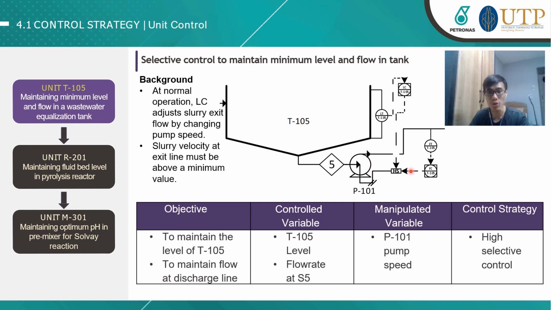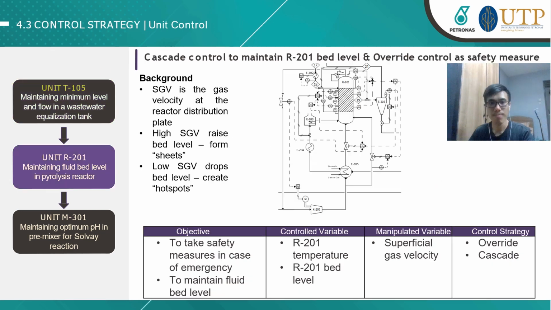This is done by using a high selector and a reverse acting flow controller with a high gain. The set point and the gain of the flow controller are chosen so that the controller output is at the maximum value when the measured flow is near the constraint. Besides that, the cascade and override control schemes may be demonstrated in the reactor R201 to maintain the reactor bed level and as a safety precaution respectively.